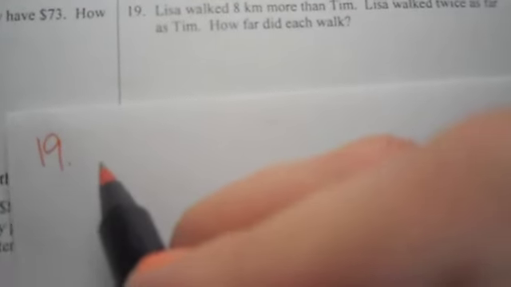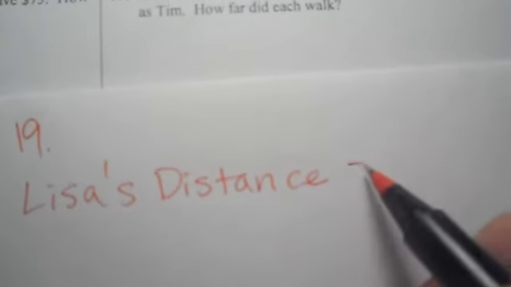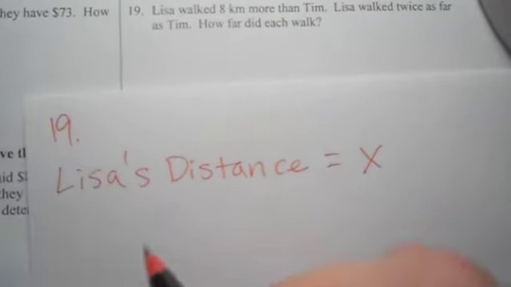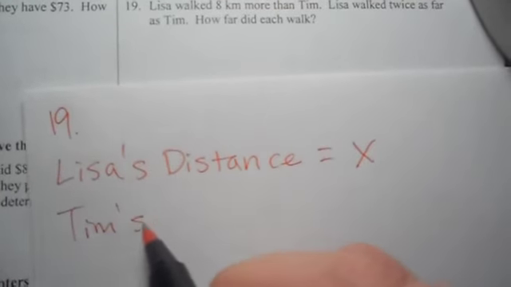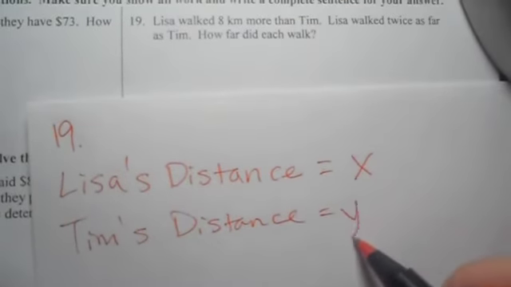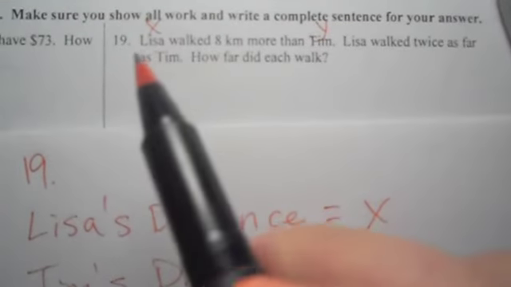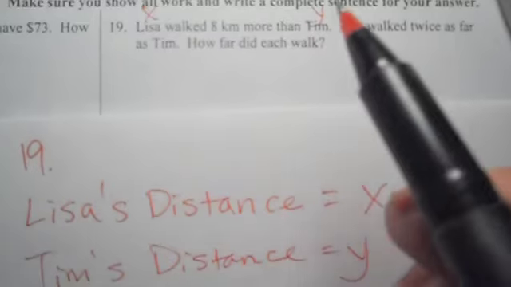Okay, now we're looking at number 19. It says Lisa walked 8 kilometers more than Tim. So what are our two variables here? We've got Lisa and we've got Tim. So Lisa has got her distance. It's going to be some number of kilometers. We're going to call it X. Tim's distance, that's going to be Y. We've got X, we've got Y.